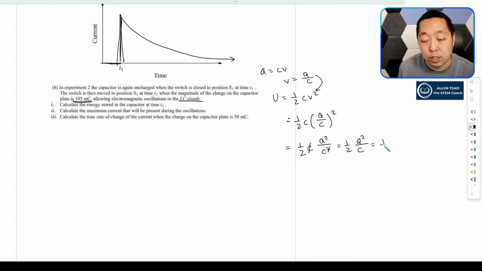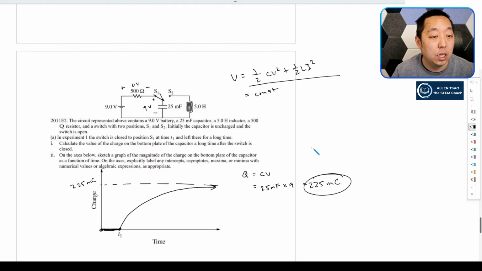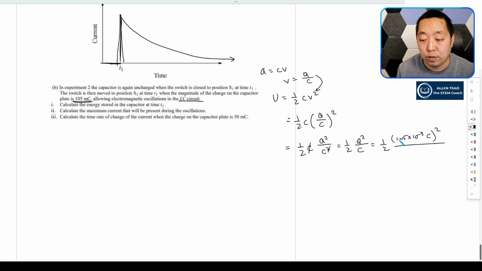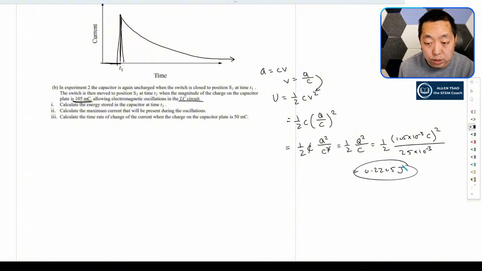And now you can do this because you know that it's 105 times 10 to the negative 3 coulombs squared. And then the capacitor was 25 millifarads, 25 times 10 to the negative 3. Notice I use the converting from milli to get rid of the prefixes because we want to use SI when you're doing this. And I'm going to get 0.2205 joules is the energy there.